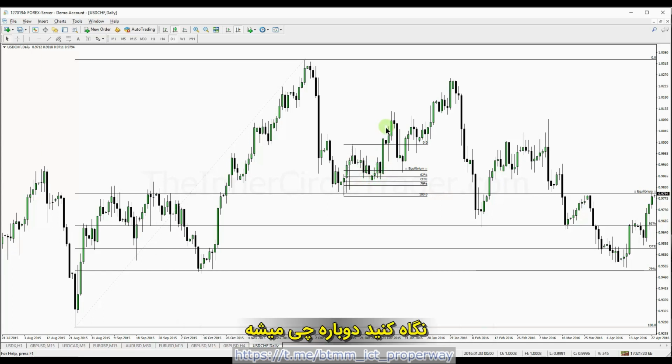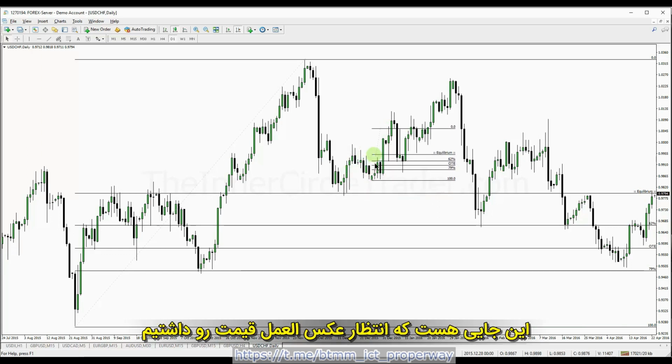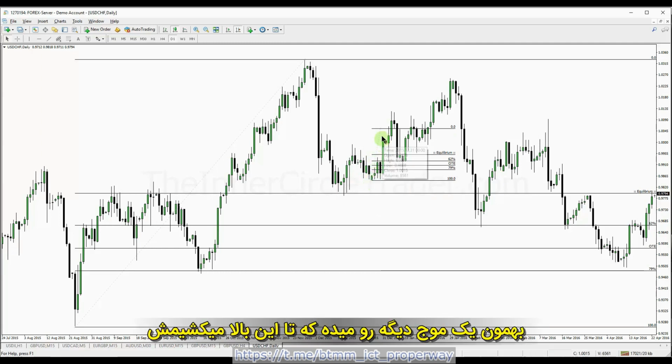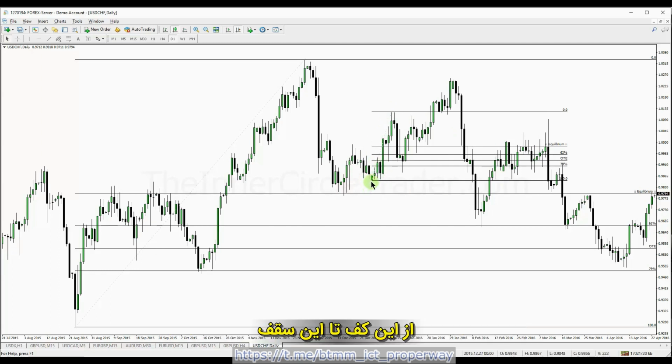Watch what happens again. Now we have another reference point. This is where we expected price to react, and it did. It gives us another price leg. We pull it all the way up here. From this low to this high, we get a high, a low, a lower low on this one, and we're already below equilibrium. Look at the buys of the candle.